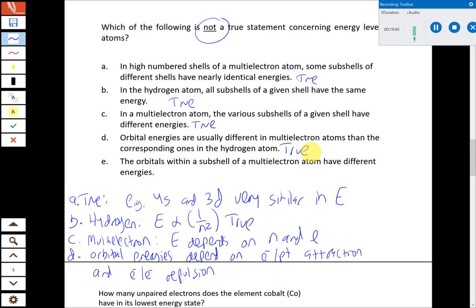So the first four of these were true. That means hopefully this last one is not true, or else we messed something up.